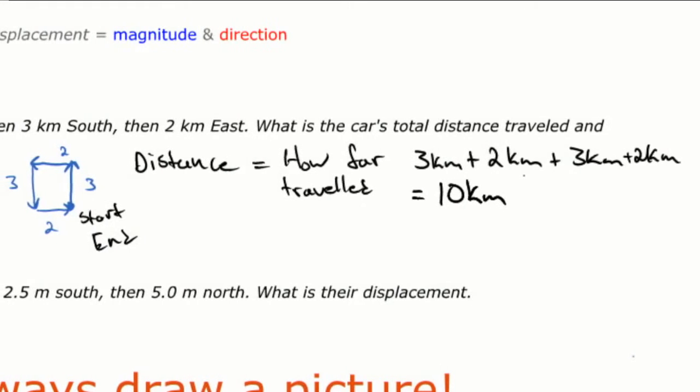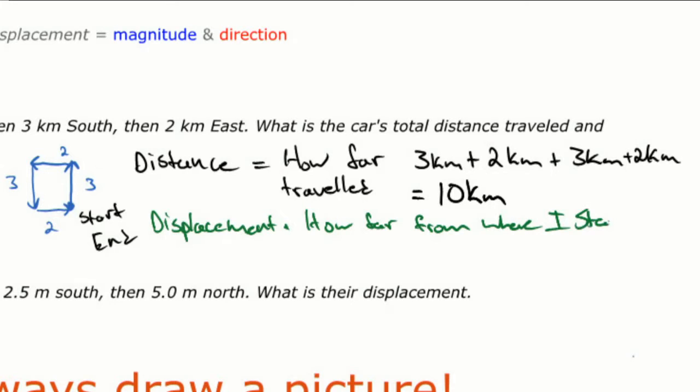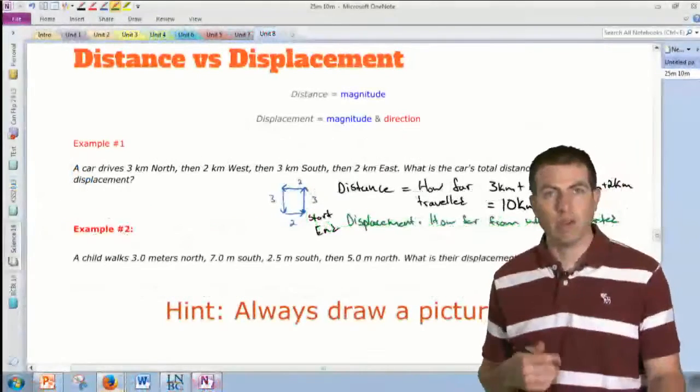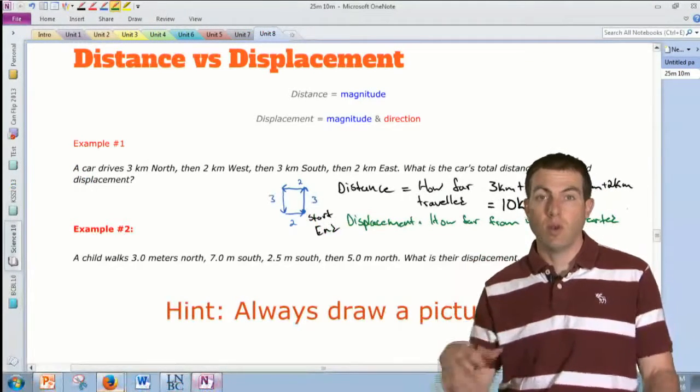My displacement, maybe I'll do this in green, is how far am I from where I started? So from the beginning to the end, from my start to my end, how far am I away from my starting position when I finished?